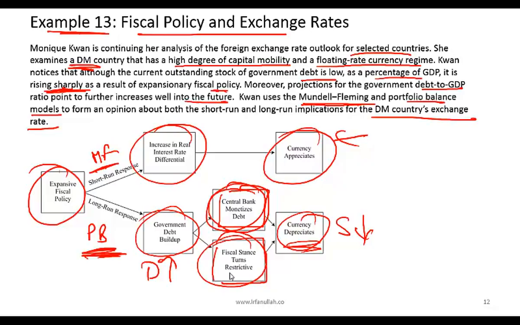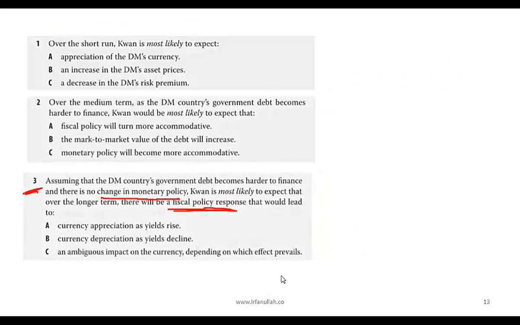What is the change in the fiscal stance? The fiscal policy will move from being more accommodative into becoming more restrictive. And a restrictive fiscal policy means that investment opportunities are lower and the currency depreciates. So therefore, the correct answer is this. We have a decline in yield not because of monetary policy, but because of a more restrictive fiscal policy. And the currency obviously depreciates.